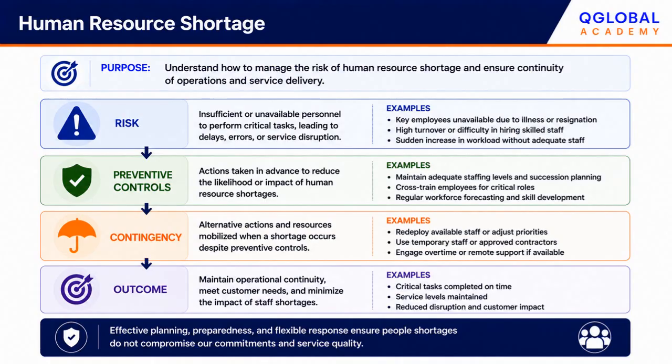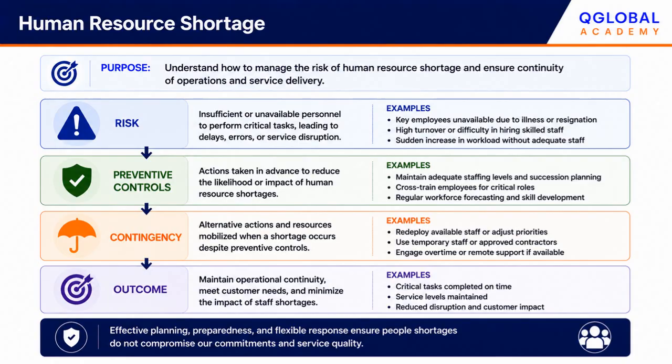This slide explains how to manage the risk of a shortage of human resources. The risk occurs when there are insufficient qualified employees to perform critical activities. This can result from illness, resignation, absenteeism, retirement, or unexpected increases in workload. Some common examples include key employees being unavailable due to illness, a sudden increase in customer demand, or specialized personnel leaving the organization without adequate replacement.